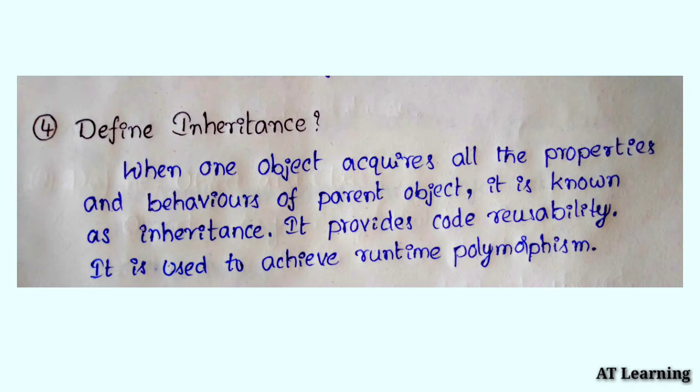And the fourth question is define inheritance. We already know that inheritance is one of the concepts of OOP. So we can simply say that when one object acquires all the properties and behavior of a parent object, then it is called inheritance.